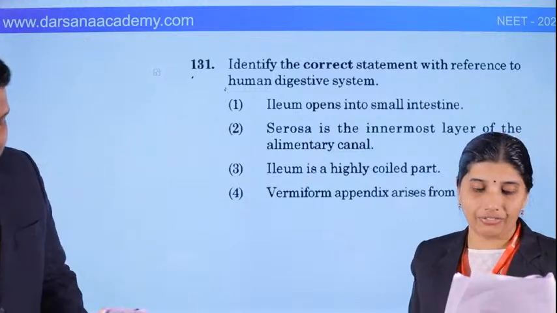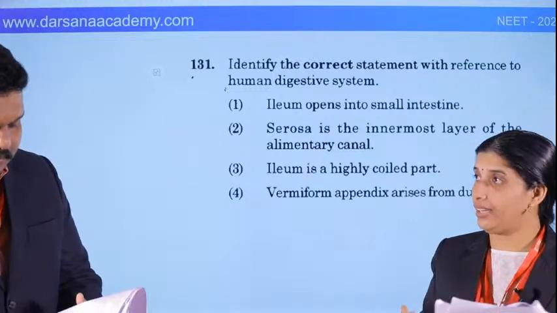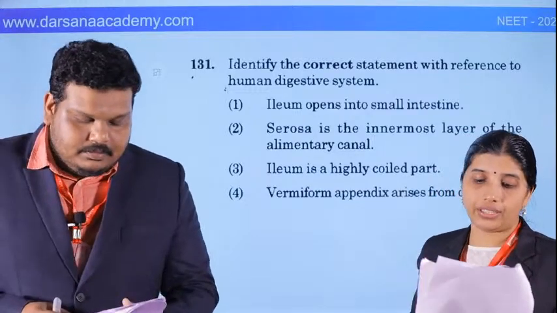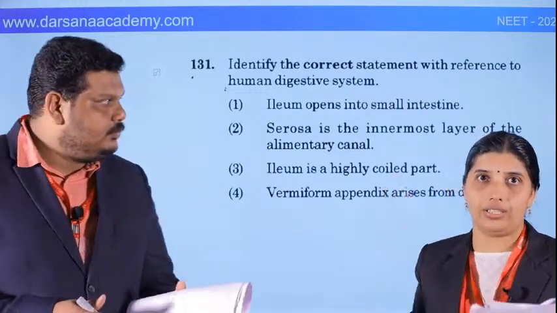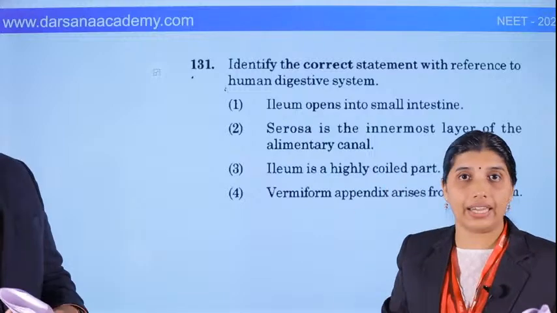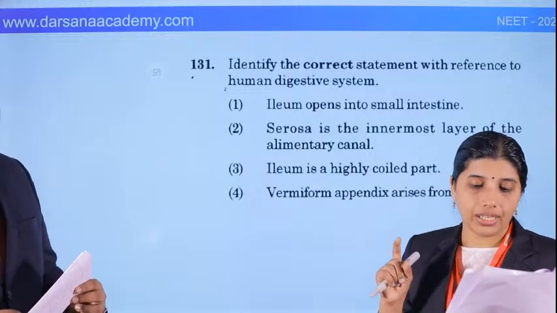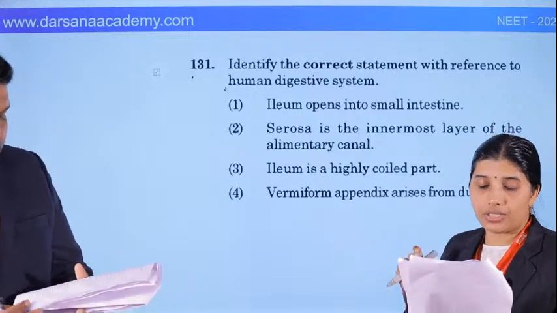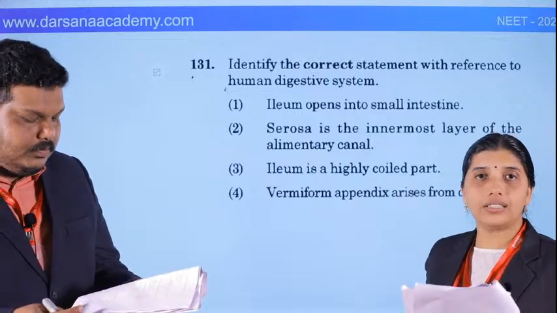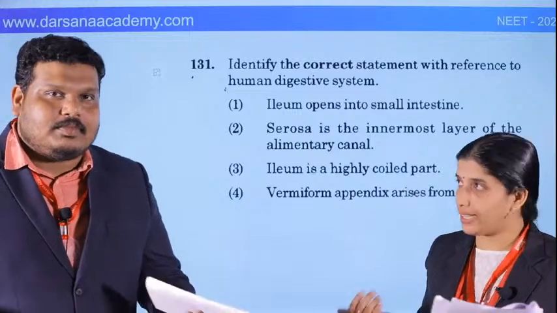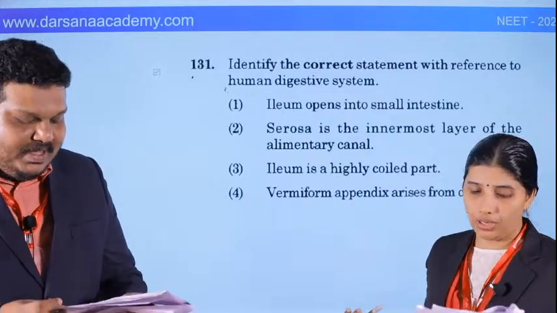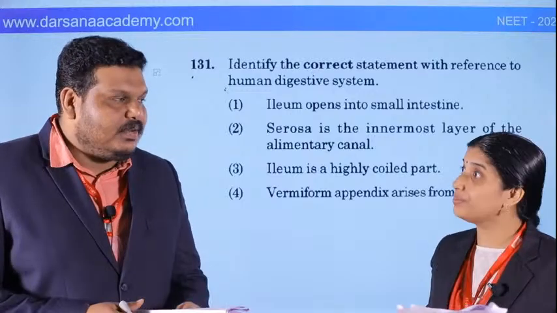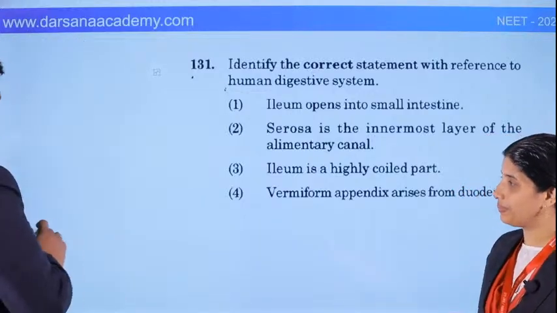Identify the wrong statement with reference to the gene I that controls ABO blood group. We can see that I has three alleles: IA, IB and small i. What is the first option? The gene I has three alleles. Of course, that is correct. The second option: a person will have only two of the three alleles. That is also right, because a person has only two alleles.